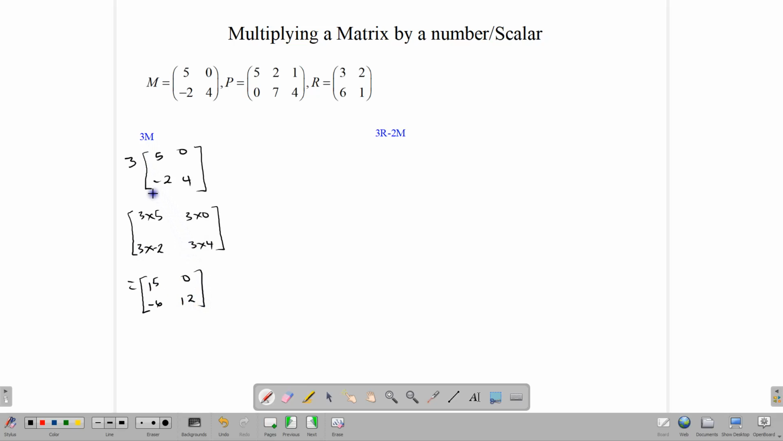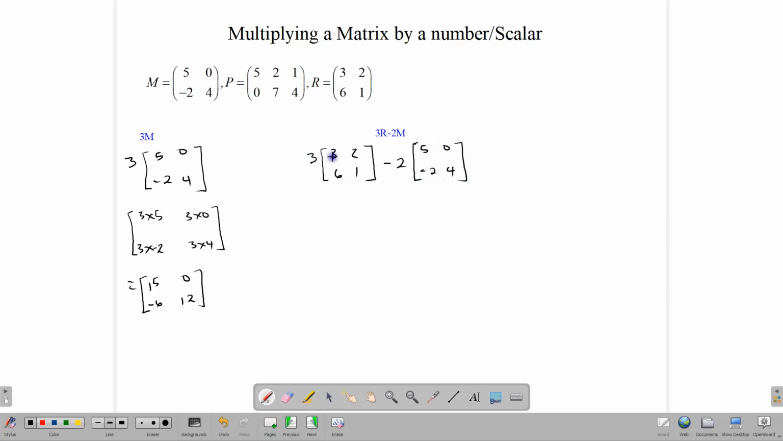It's pretty straightforward, just as though you were removing a bracket. You use that number outside your bracket to multiply everything inside. The same rules apply here with the distributive law. Here we can find 3r minus 2m. So let's say 3r, which is 3 times r, which is 3, 2, 6, 1. And we're going to subtract 2 times m. And m, as we know, is 5, 0, negative 2, and 4.